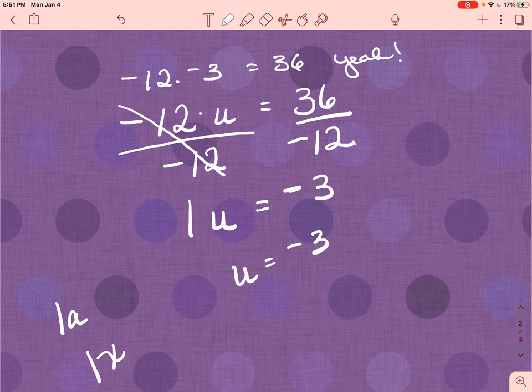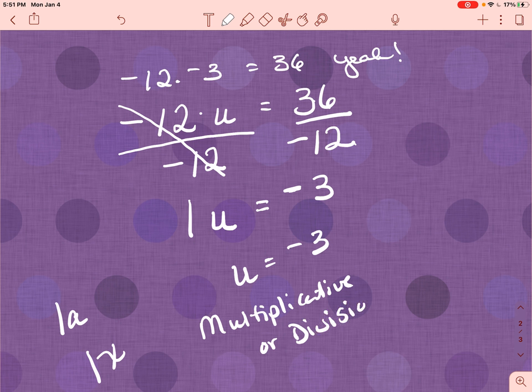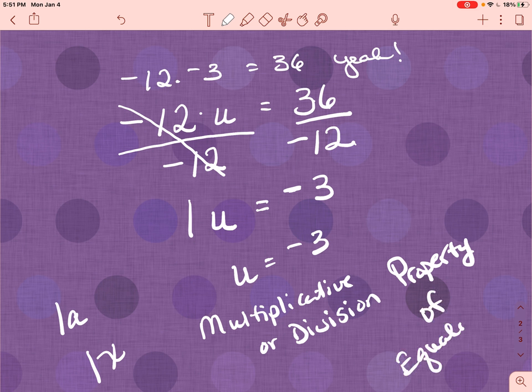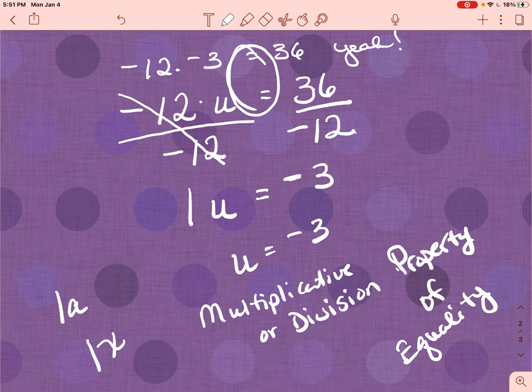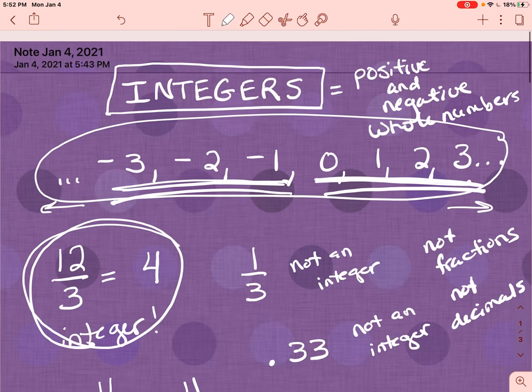Cool. All right. So that is called the multiplication or division property, depending on where you see it in a book. Property just means it's a math rule of equality, and that's because we have an equal sign. The other thing you see is inequality, and that's when you have greater than or less than. All right, so that's a little introduction to a couple things you're about to see in your math: how to solve little tiny equations and what is an integer.